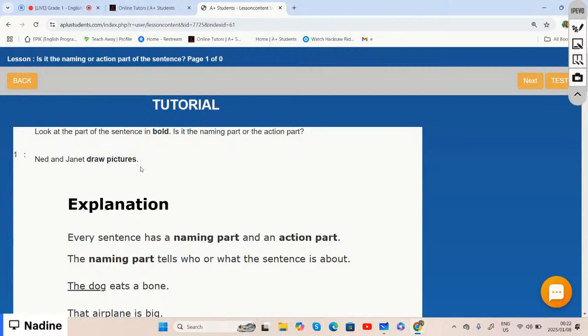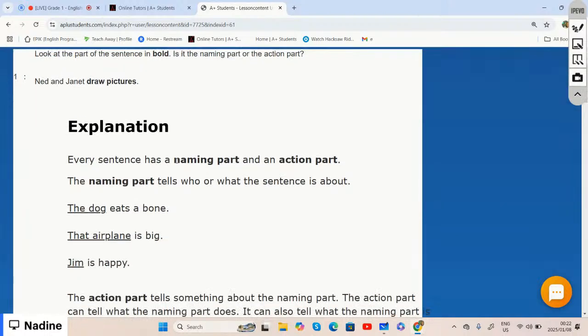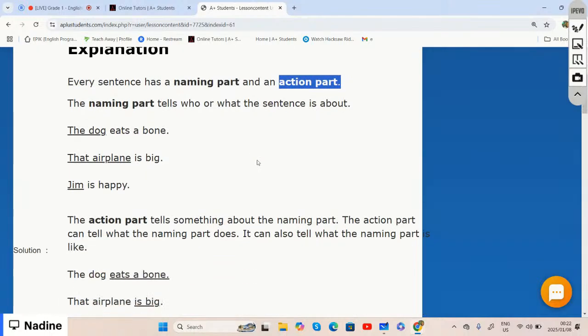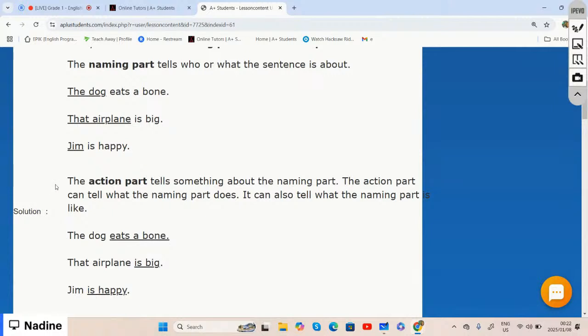All right. And we said every sentence has a naming part and every sentence has an action part. And we said the naming part within a sentence tells us either who or what the sentence is about. And then we have the action part of the sentence that tells us something about the naming part. It either tells us what the naming part does, or it can tell us what the naming part is like.